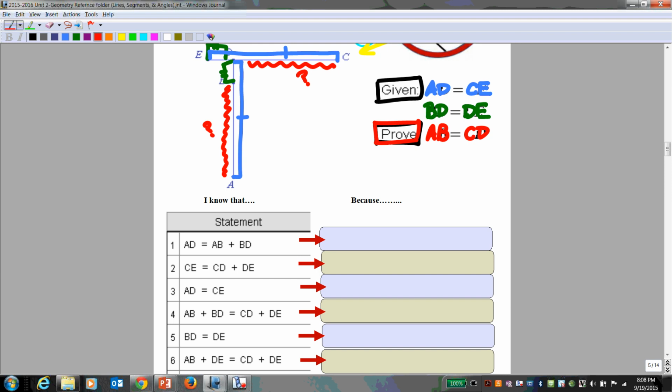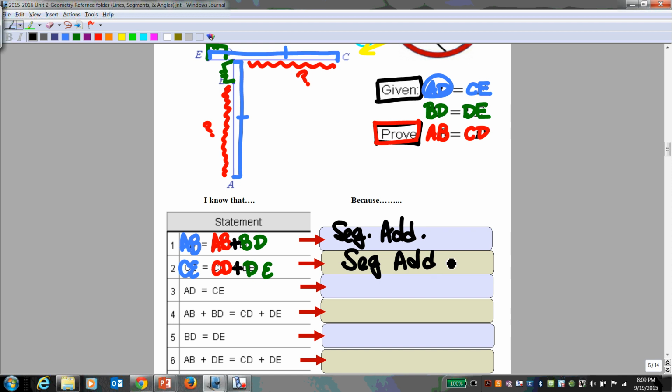So watch what we have going on here. Let's start with something simple. We know that the distance AD, keep your color, equals AB, which is the red, plus BD, which is the green, in my case. We know that the big segment equals the little segments added together. That's called segment addition. We also know that CE is the same as CD, that's the red, plus DE, the green. Watch very carefully. Little segments add up to the bigger segment. Again, that's called segment addition.